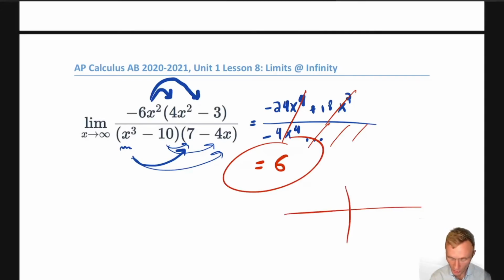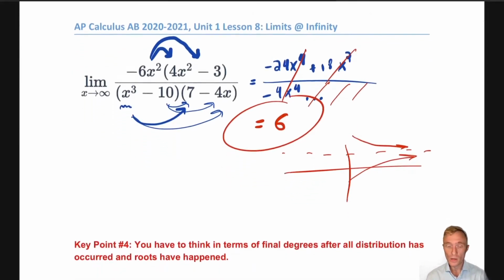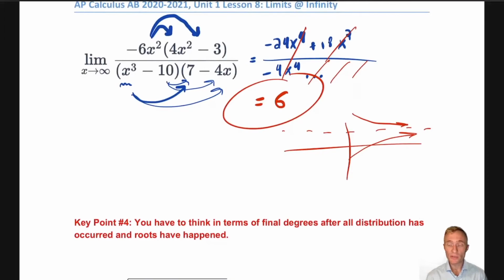So whatever else is going off on this graph, as x heads towards infinity, maybe it looks like that, maybe it looks like that. What I care about today is that as x heads towards infinity, the limit is 6, not 0, as a quick glance of the exponents might have led you to believe. So key point, you have to think in terms of final degrees.